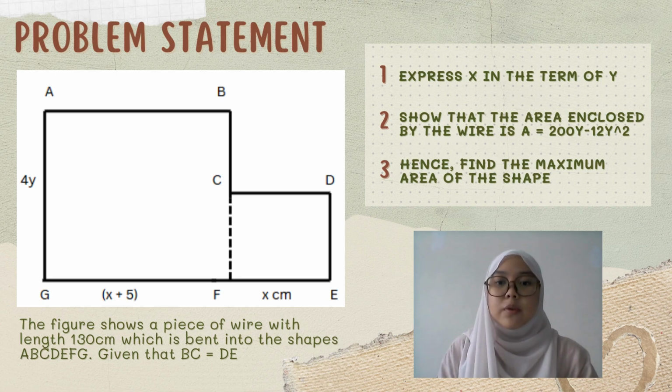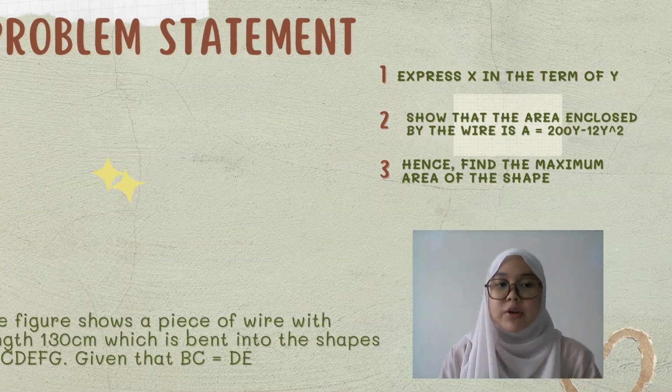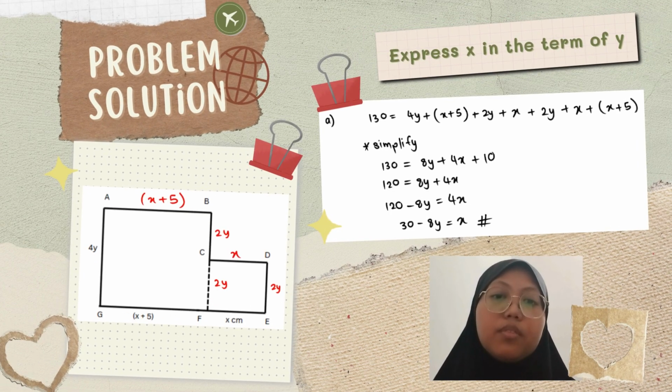The figure shows a piece of wire with the length 130 cm, which is bent into the shape A, B, C, D, E, F, G. Given that BC equals DE, the first question is to express x in terms of y. The second question is to show that the area enclosed by the wire is A equals 200y minus 12y squared. The last question is, hence, find the maximum area of the shape. So, how do we solve the first question?